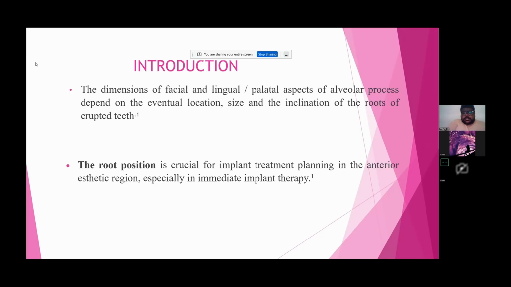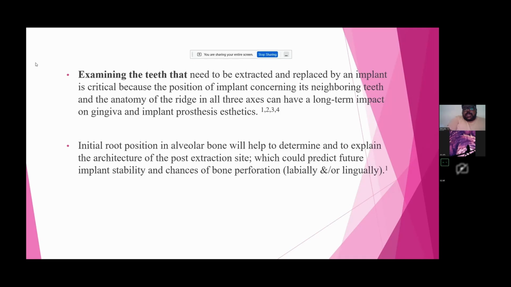Now, the important points here: the root position. Root position of an implant is crucial for implant treatment planning in the anterior aesthetic region, especially in immediate implant therapy. Examining the teeth that need to be extracted and replaced by an implant is critical because the position of the implant concerning its neighboring tooth and the anatomy of the ridges in all three axes have a long-term impact on the gingiva and the implant prosthetic aesthetics.